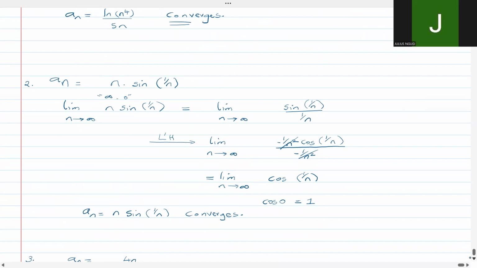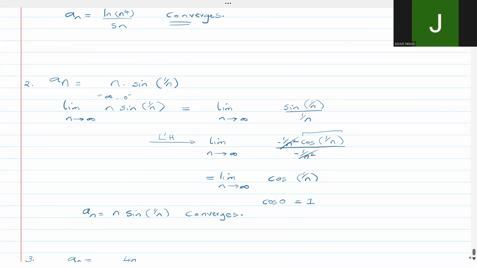So we rearrange this in a way that we have sine 1 over n, which will give you the 0 in the numerator, divided by 1 over n, which will give you a 0 in the denominator. And then we find the derivative of sine 1 over n, which is first cosine of 1 over n, then you multiply by the derivative of what is inside the cosine, which is the derivative of 1 over n, which is minus 1 over n squared. Then we find the derivative of the denominator, which is minus 1 over n squared. And those cancel to get cosine of 1 over n.